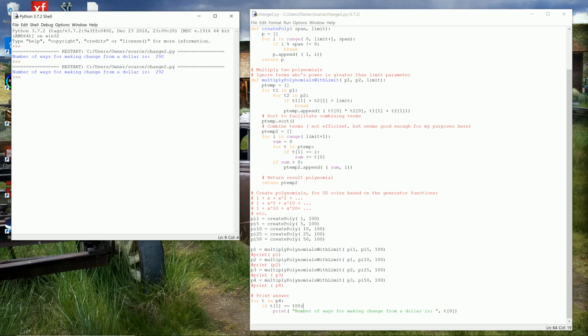So I'll run the program and I get 292, which is the correct answer. Some people say 293 if they allow a dollar coin to be considered as change for a dollar.